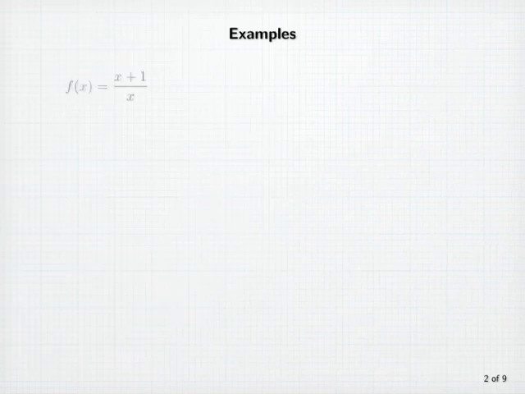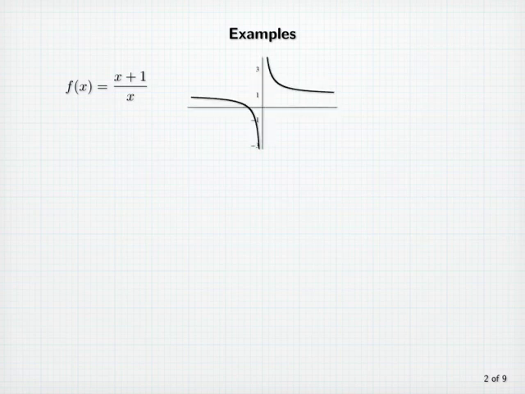Examples. Let's consider first the function f of x equals x plus 1 over x. Here's the graph of that function, and notice that the line y equals 1 is both a rightward and a leftward horizontal asymptote. So the limit as x goes to infinity of f of x equals 1, and the limit as x goes to minus infinity of f of x equals 1.